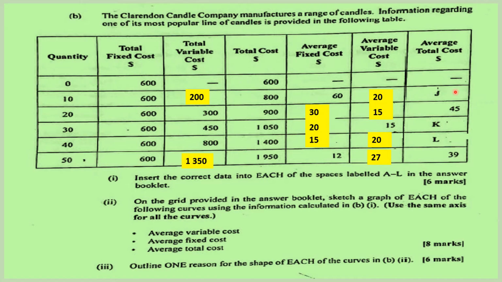J would be 800. We just add these two, or we could divide it here, 800, sorry. 60 and 20 will give us 80. And K, 20 and 15 will give us 35, and L, 15 and 20 will give us 35.